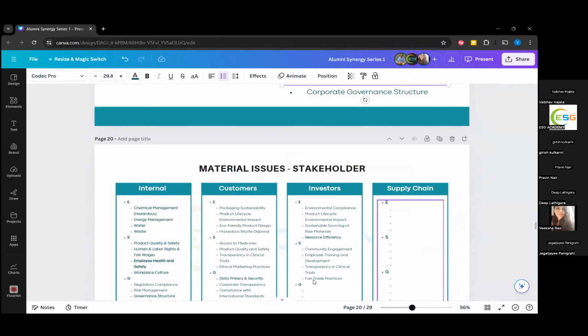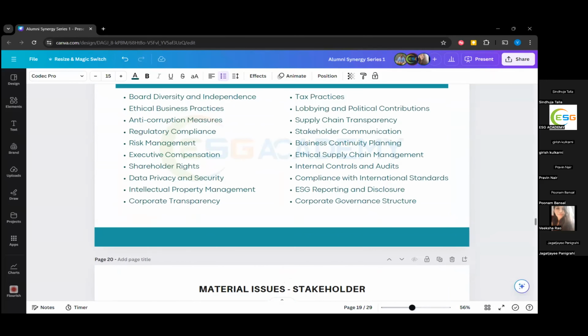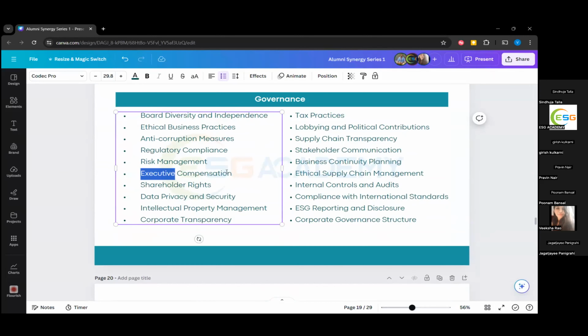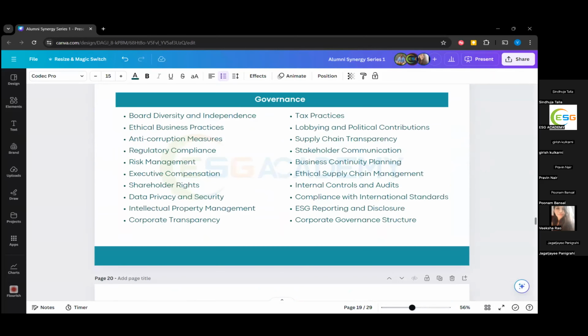Compliance and international standards. Corporate transparency. So a lot of things have already come. Intellectual property management. Here everything looks pertinent, no? Waiting for investor governance. Yeah, here everything looks pertinent. So everybody will want to be an investor.